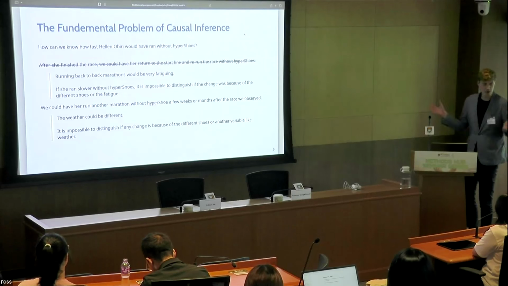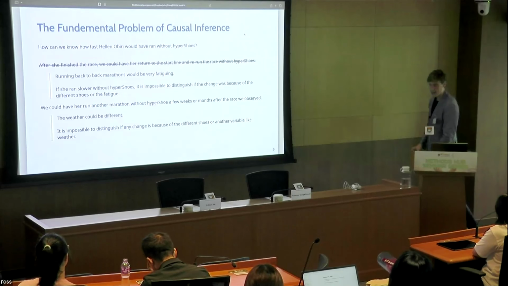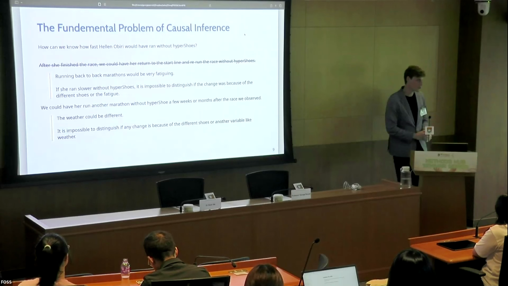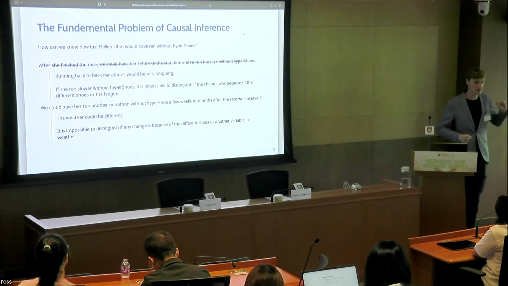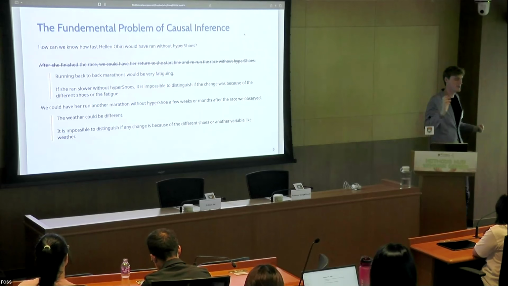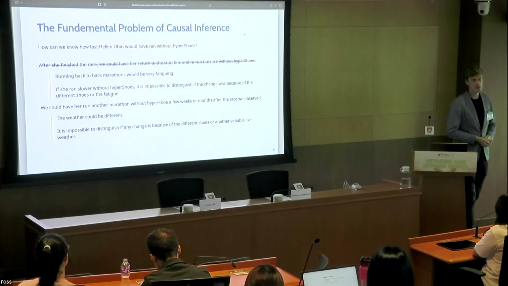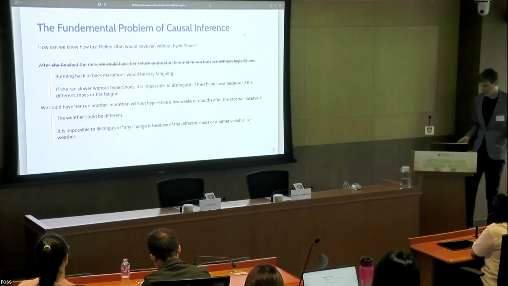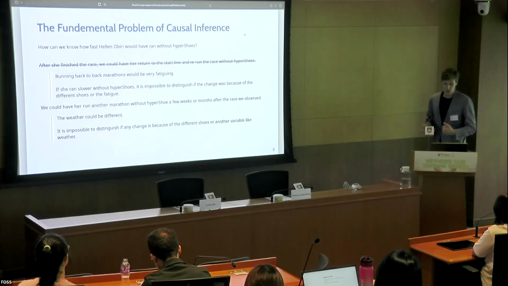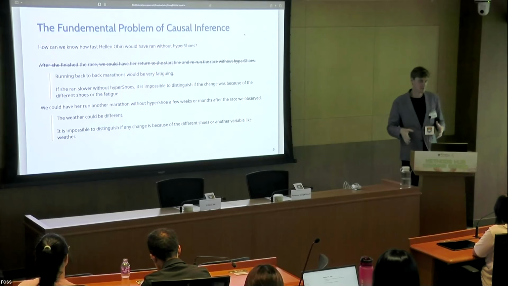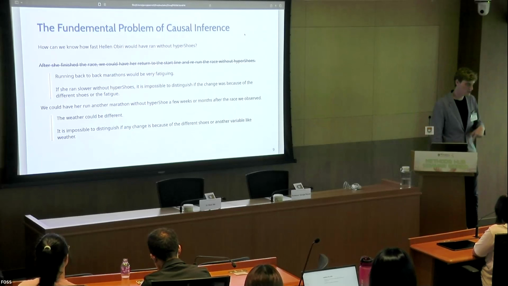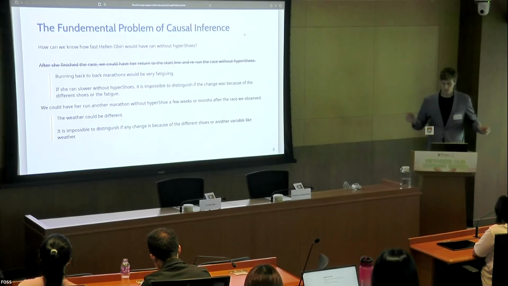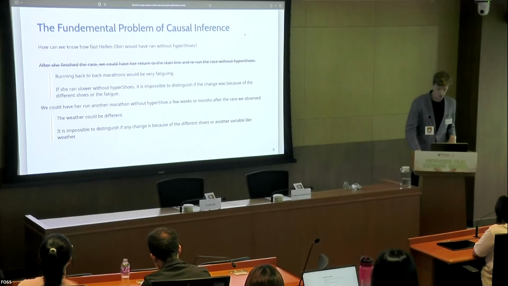The weather could be different. There are actually many things that could be different. Maybe Helen changed how she was training. Maybe she got an injury during the time between the first marathon and this hypothetical second marathon. In this world, it would be impossible to distinguish whether the impact was because the hypershoes actually made a difference, or because of a change in training, injury status, or weather. So for all of these reasons, this approach doesn't really work.